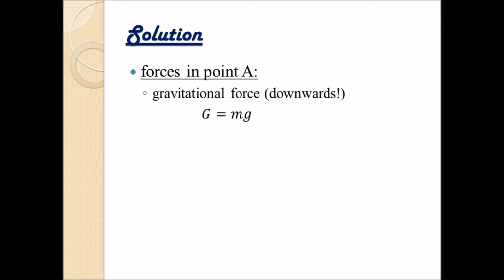Do we have any other forces? Yes, of course. We are talking about an object that goes through a loop. So there is, in addition to the gravitational force, also the centrifugal force. And the centrifugal force always points outwards. And outwards in this case in point A means it also points downwards. So we have the centrifugal force Fz equals m times velocity squared divided by the radius of the loop.